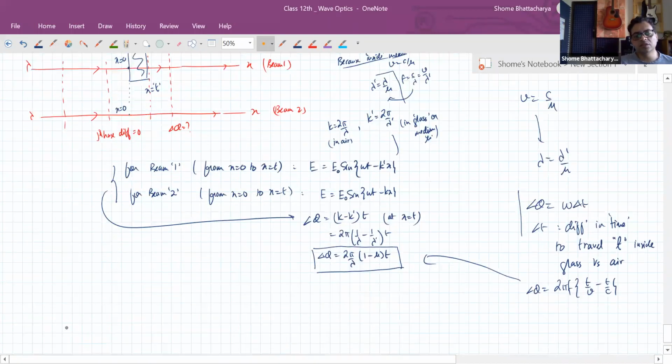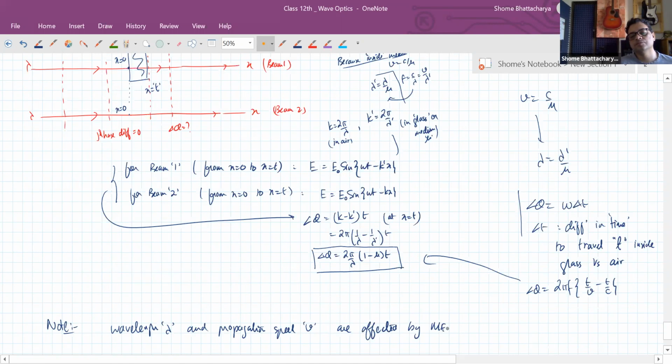But one important thing to understand amidst all of this is that wavelength lambda and propagation speed v are affected by the medium. That is why lambda prime becomes lambda in air divided by mu. Speed becomes speed in air or vacuum divided by mu. But frequency is independent, because after all it's a wave phenomenon.